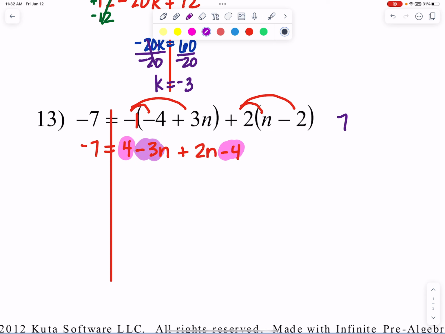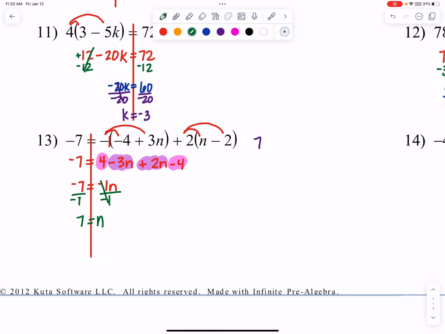My other like terms are this -3n and +2n. Different signs subtract. So really, I'm left with -7 equals -1n. Okay? And so if I have a -n, that's sort of like saying the opposite of n is -7. So that means that n is actually 7. Okay, but I could finish it out. Technically, mathematically, I would divide both sides by -1. That would go away, and I would be left with n equals 7.